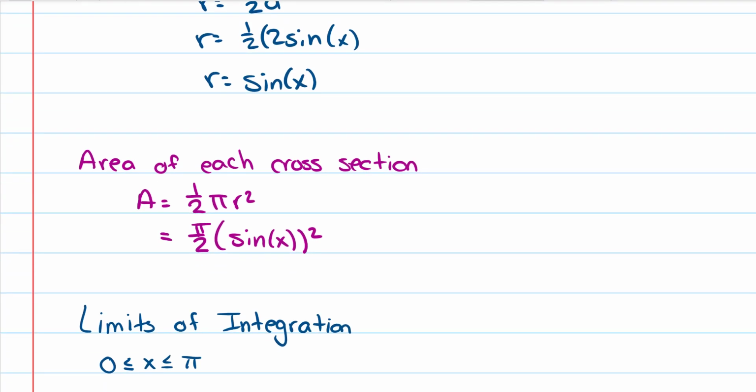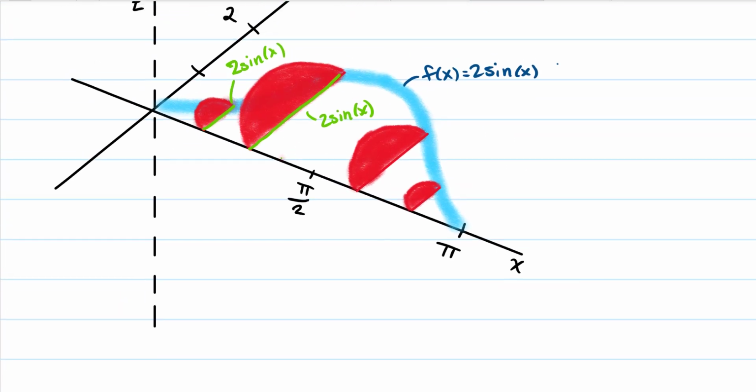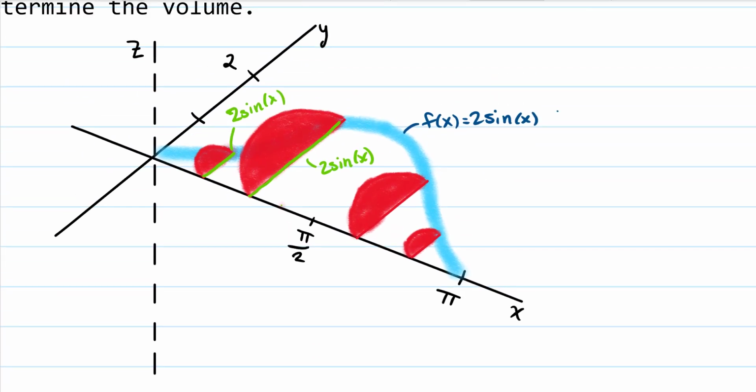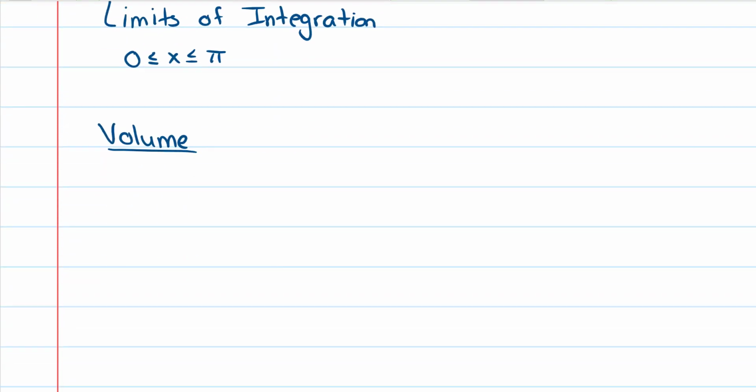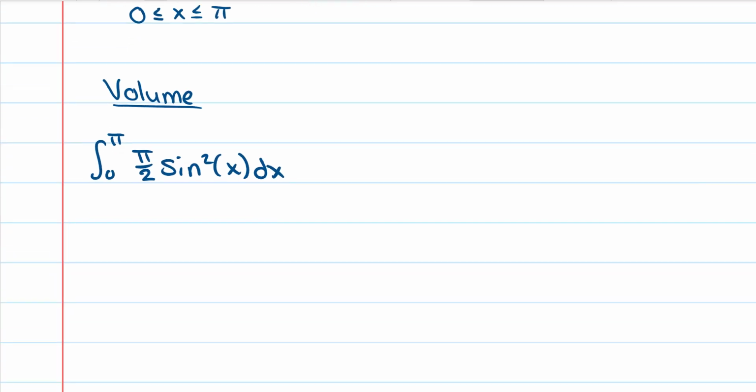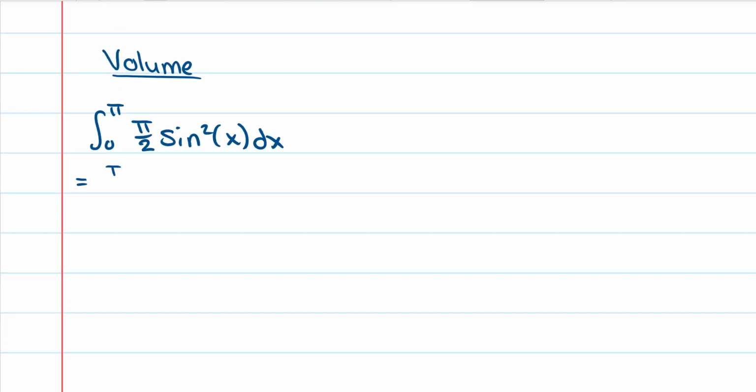When we determine our limits of integration, we look back at the graph and see that we go from 0 to pi, so those are our limits. Now to find the volume, all we have to do is integrate. We set it up, and it's going to be the integral from 0 to pi of pi over 2 sine squared of x dx. I'm going to rewrite this as pi over 2 times the integral from 0 to pi of sine squared of x dx.